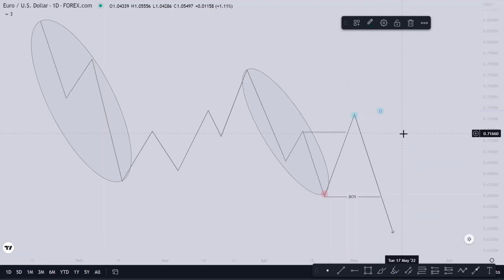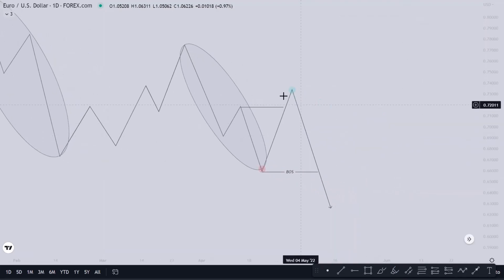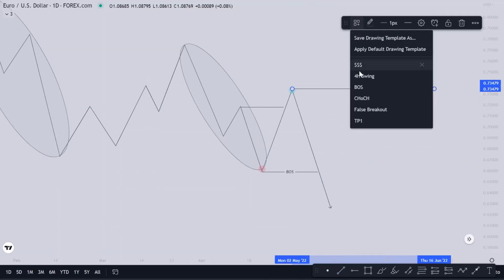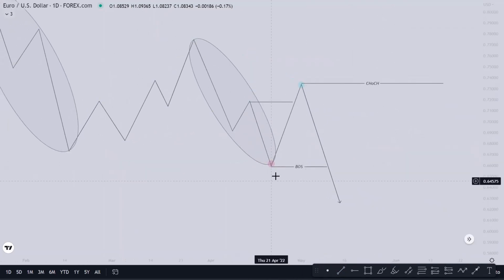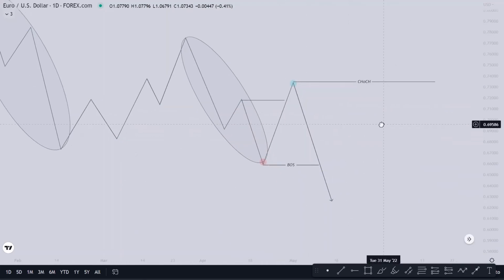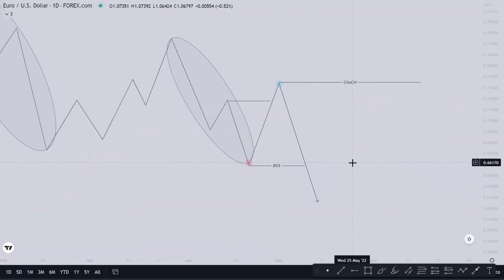Now, what's gonna happen if we break this high? If you break this high, this is called a change of character. So based on the low and based on the high, now we have a very clear market structure. Breaking this low is a breakout structure. Breaking this high is a change of character.